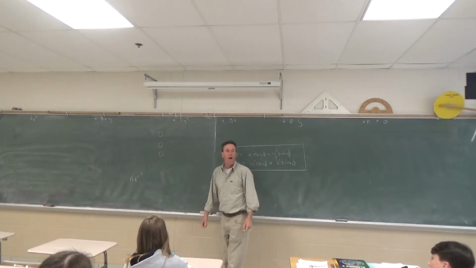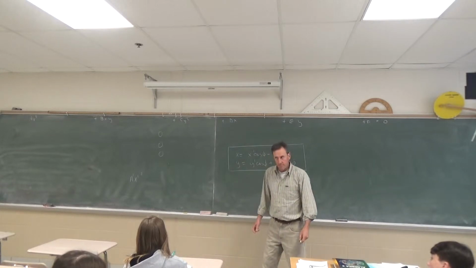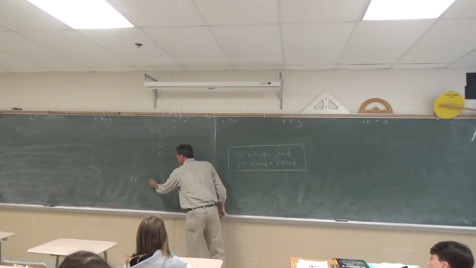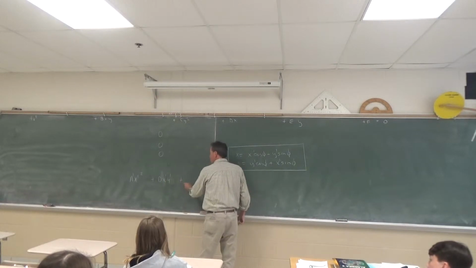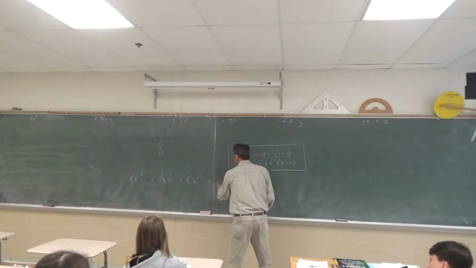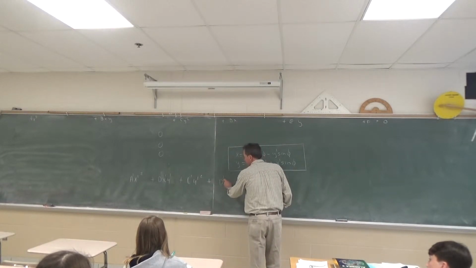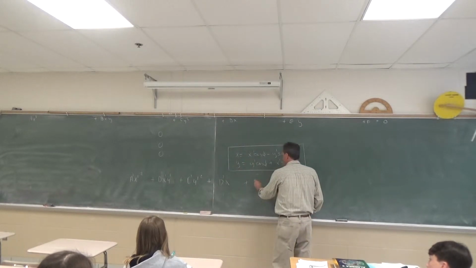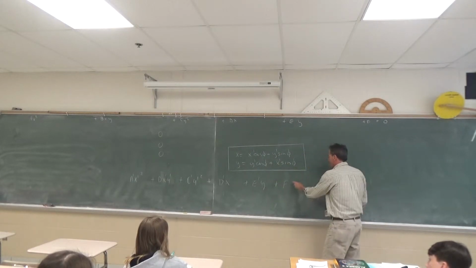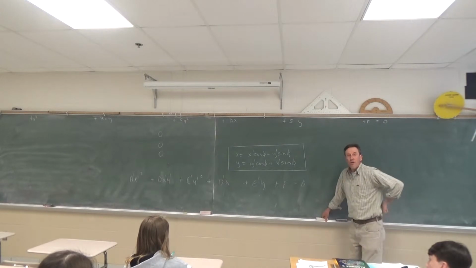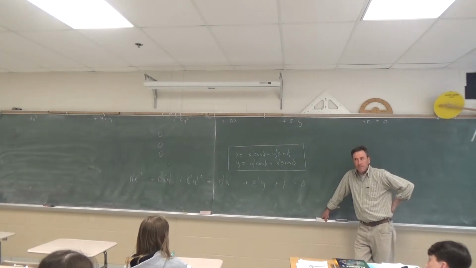Don't write x to the 12th. How would you use that? Plus 0 x prime y prime plus c prime y prime squared plus d prime x plus e prime y plus f prime, but it's a constant, equals 0. What are we trying to do? Get to the other, the primes.